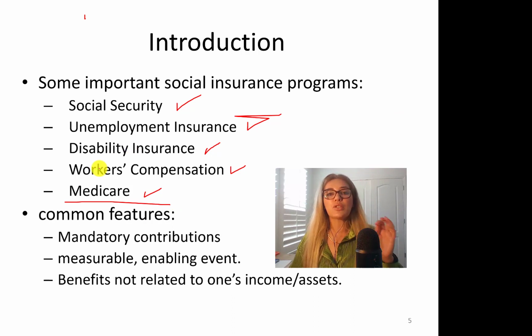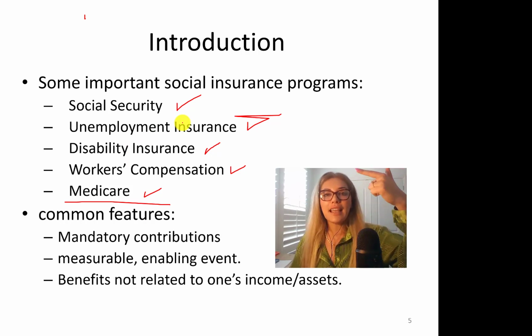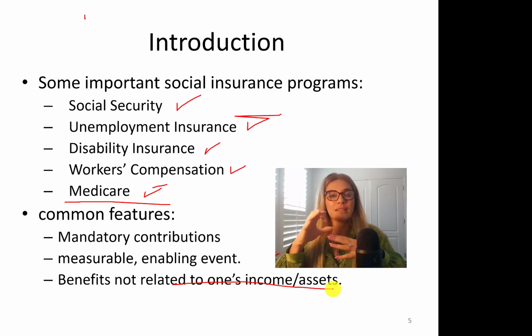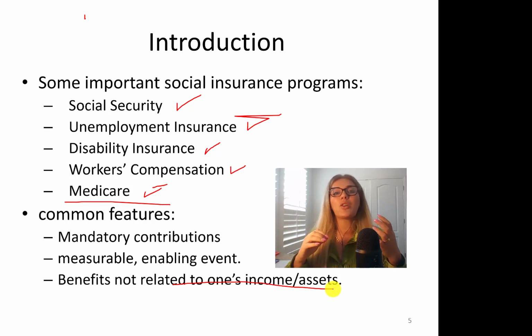So common features of these social insurance programs are mandatory contributions, and you have to have measurable enabling events such as turning 65, becoming disabled, becoming unemployed, retiring. Those are measurable enabling events. And benefits are not related to one's income or assets. So maybe I have lots of money saved up already, but I have my Social Security income guaranteed coming to me once I retire. They can't be like, oh, you have too much money already, we're not going to give it to you. So that's not the case.